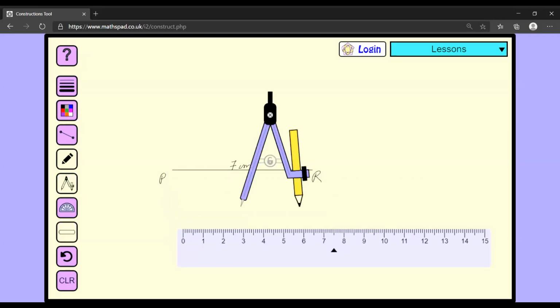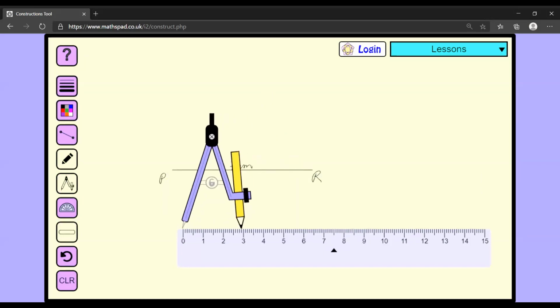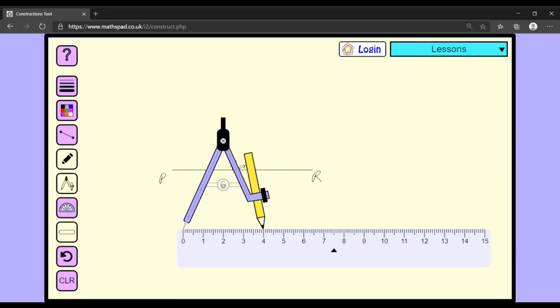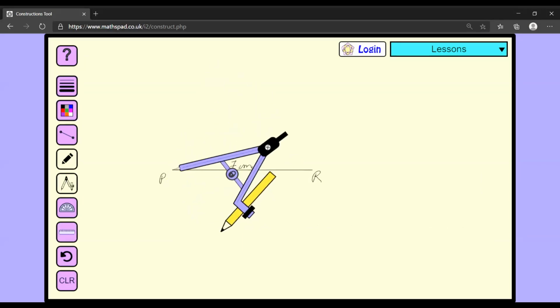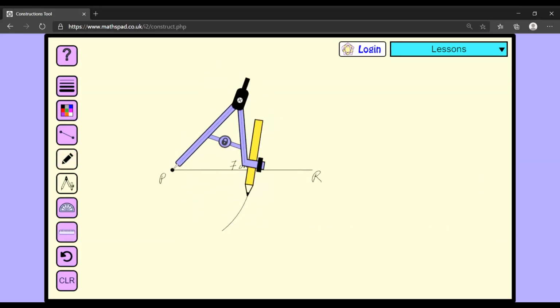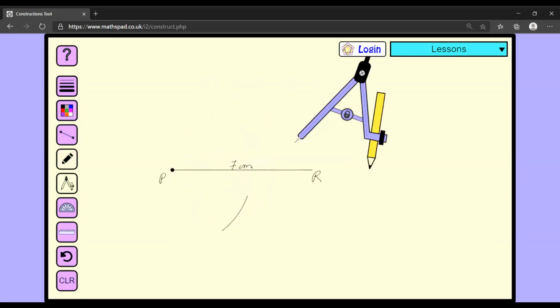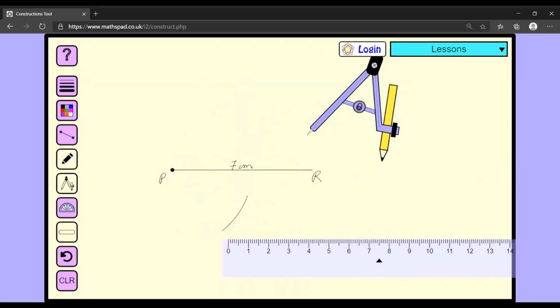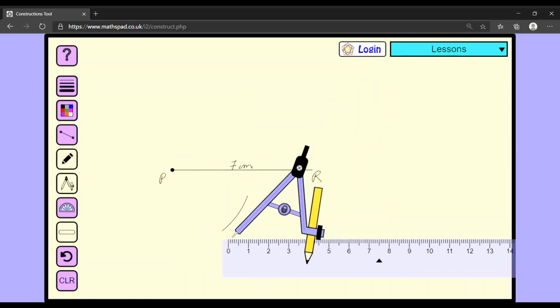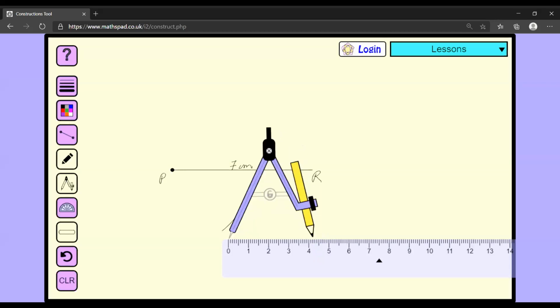And then I want to construct the triangles on top and bottom. And it's your choice. You can do the one on top first, the one below first. So here I am doing the one below. So from P, an arc of radius 4 centimeters. And then from R, this is what we did afterwards. Like this was our second step. So from R, we have to now draw an arc of radius 6 centimeters.